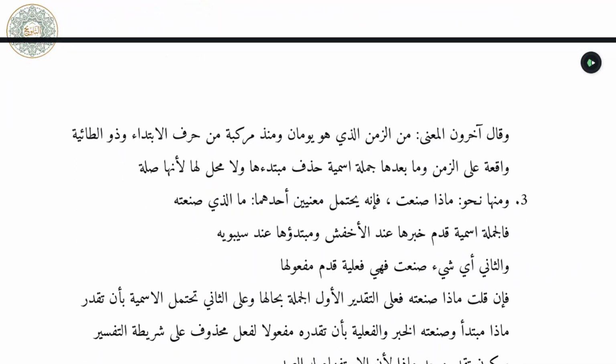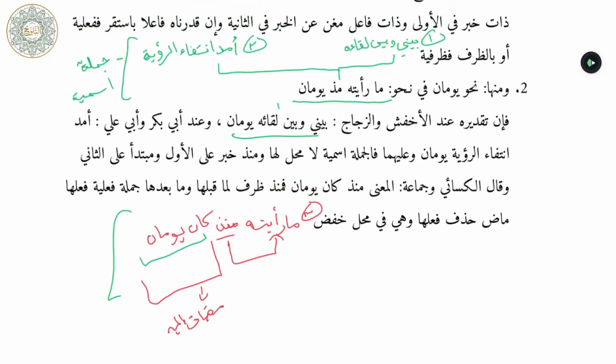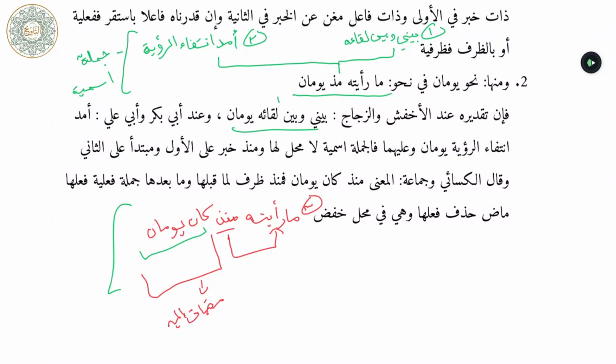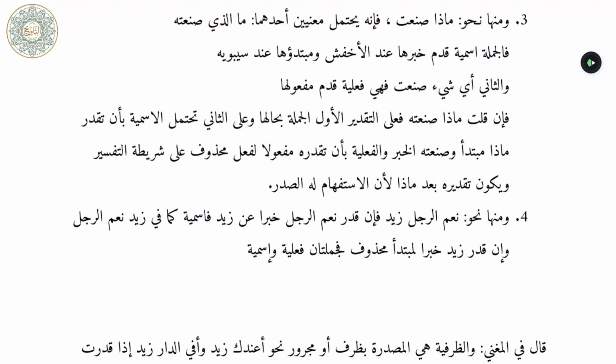The fourth interpretation is ما رأيته من الزمن الذي هو يومان. In this case, we'd say that منذ is a harful jar, and the الذي is in the meaning of ذو, which is an ism mawsul. Now this is a bit complicated, so we'll leave this. The purpose of the structure is to show that we can reinterpret with yawman based on how we interpret it. It can either be a jumla ismiya or a jumla fi'liya, and this will be revisited later on bi'idhnillah.